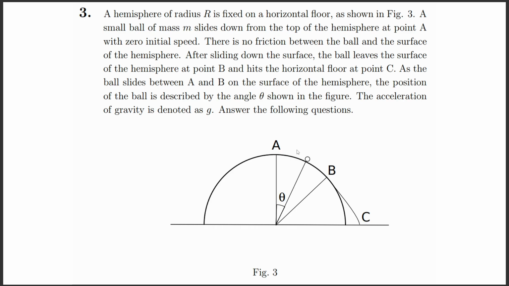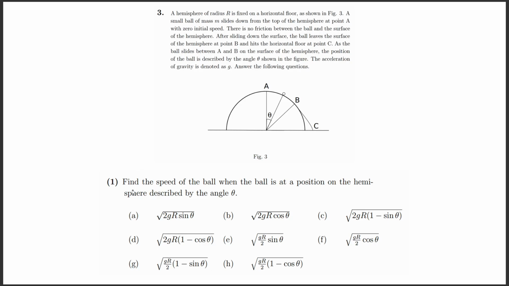So the position of the ball is described by theta. As the ball goes on, it forms an angle of theta, and the acceleration of gravity is denoted as g. So we're going to number 1. We are asked to find the speed of the ball when the ball is at a position on the hemisphere described by angle theta.